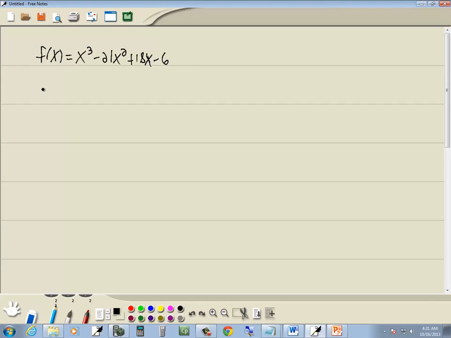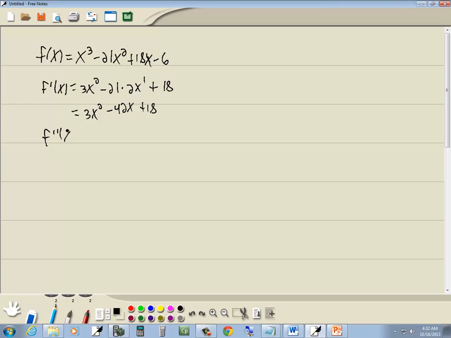First thing we do is find our second derivative. So f prime, the derivative of this, would give us 3x squared. Take your power, put it out in front, lower it by 1. Minus 21 times, take your power, put it out in front, lower it by 1. And 18x just becomes 18. And then the derivative of negative 6 is 0. So that gives us 3x squared minus 42x plus 18.